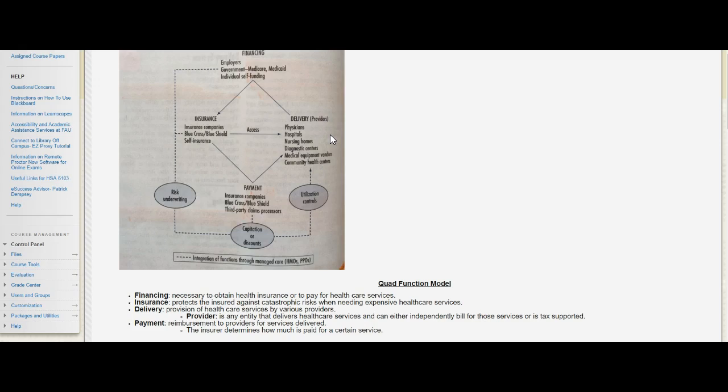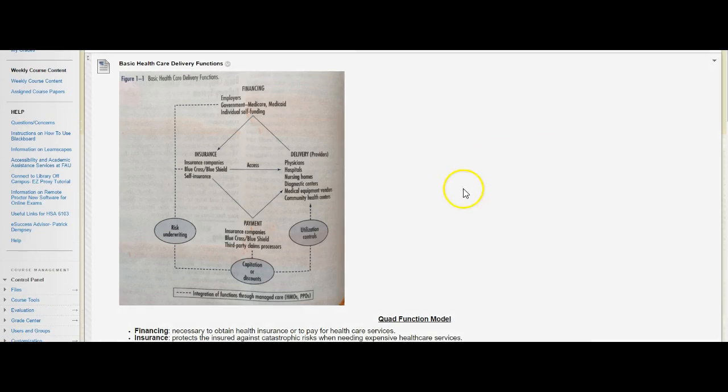So payment obviously is more the reimbursement to providers for services delivered. And the insurers determine how much is paid for a certain service. Okay, so again, with payment examples include insurance companies, Blue Cross and Blue Shield, third-party claim processors, okay? So hopefully this table you will find it to be helpful.